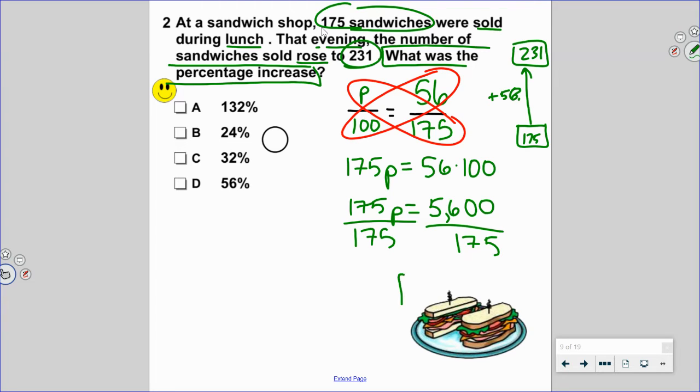If we want to know what p is, then we need to eliminate the 175 by division, because after all, 175 p's divided by 175 is a single p. And in this case, if you could trust my division, it ends up being a 32% increase.